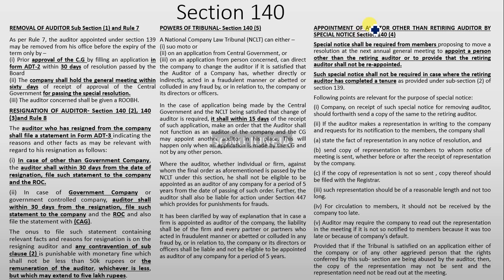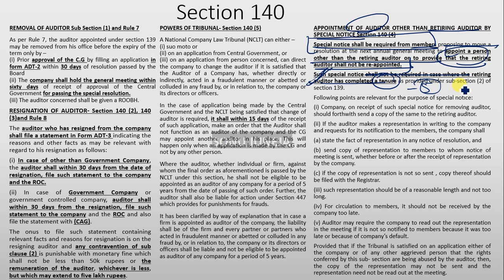Talking about the appointment of an auditor other than the retiring auditor by special notice, summarizing it from the beginning. Let's say a special notice is given by a member to the company to appoint a person other than the retiring auditor, or to provide that the retiring auditor shall not be reappointed. Such special notice shall not be required where the auditor has completed the tenure, let's say the 5 consecutive years for which he was appointed as auditor. In that scenario, such special notice is not required.